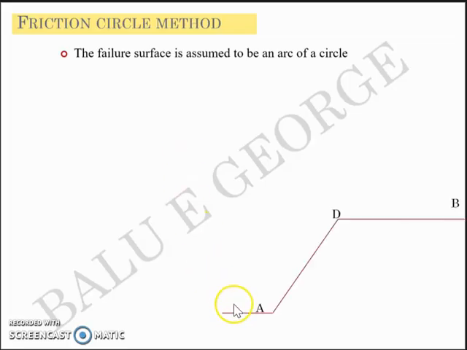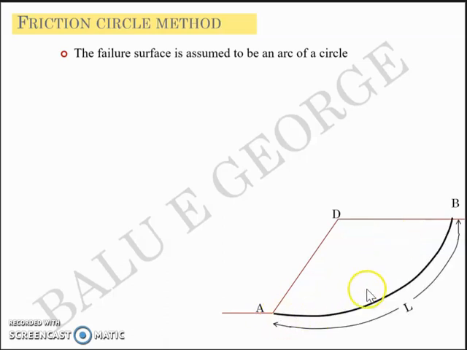In this particular method, the friction circle method, again, the failure surface is assumed to be an arc of a circle. We'll take the same slope ADB and we'll take the same arc length L. So ADB is a slope and AB, the curve, is a failure surface, a probable failure surface whose length is L along the curve. And since it's part of a circle, it'll obviously have a radius R and it'll be part of a circle whose center is O.